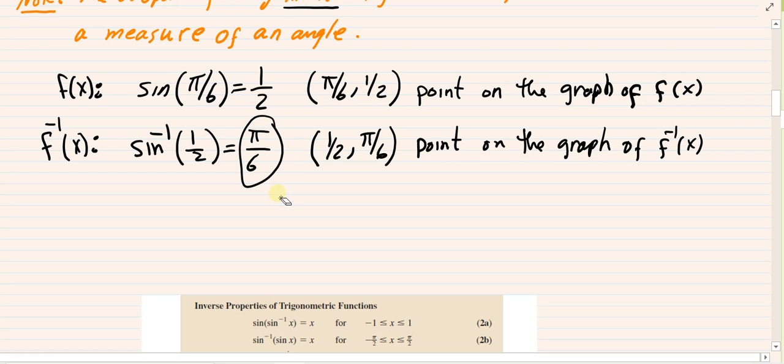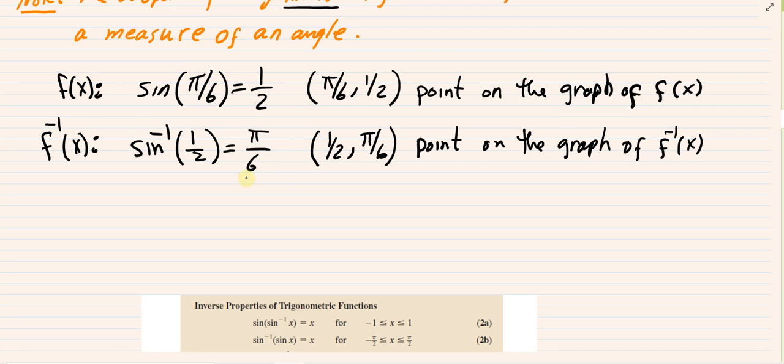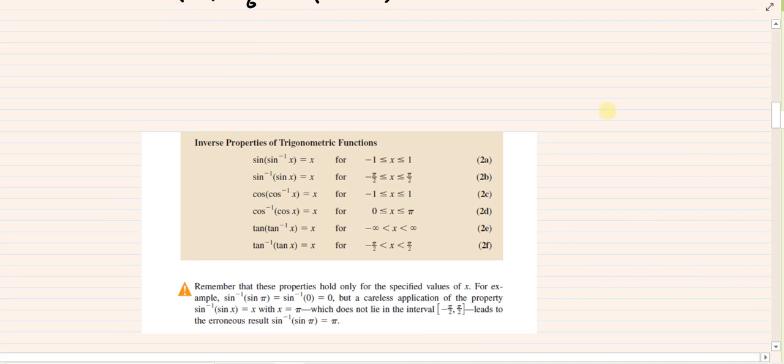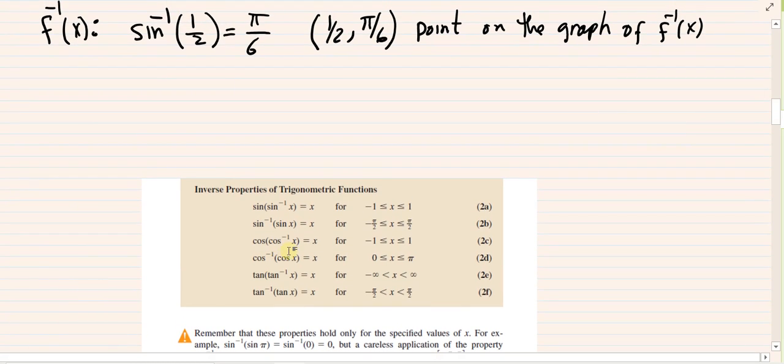The output of every inverse trig function is an angle. Okay, this is what the output is, pi over 6. So please keep that in mind. Now, let's take a look at the inverse property of trig functions.